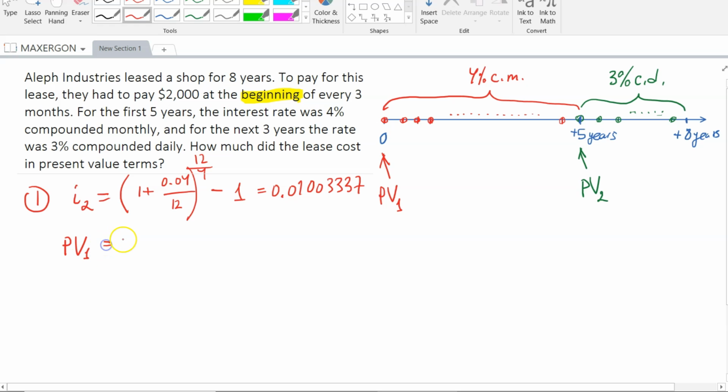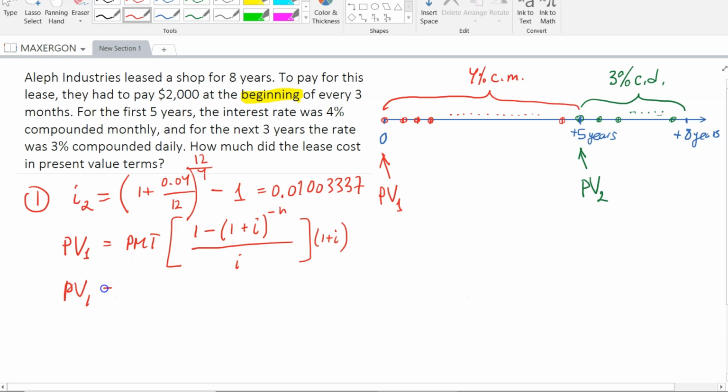We'll keep this value in the calculator and we'll proceed finding PV1. PV1 is found using the formula for present value of a due annuity, which is this. PMT, then comes the fraction, which is multiplied by 1 plus I because that's a due annuity.